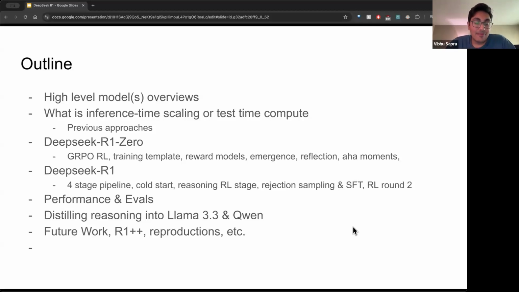So, outline, high level. Let's talk about the two models, mostly the second model. What is inference time scaling? What's this test time compute? They talk about what previous approaches are, so we'll discuss that a little bit.